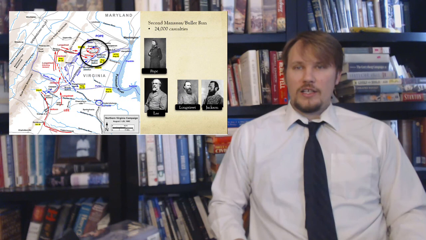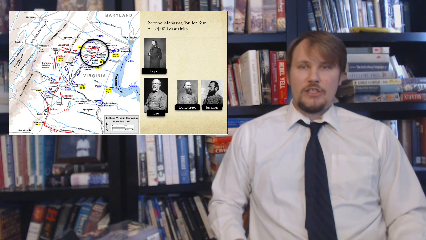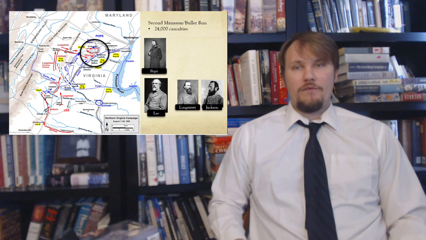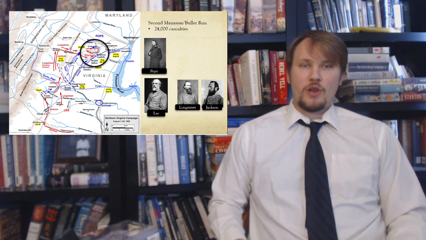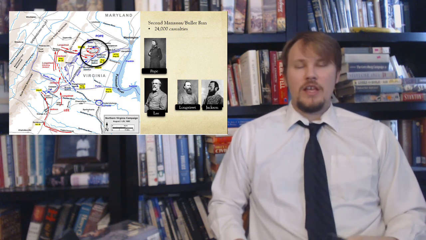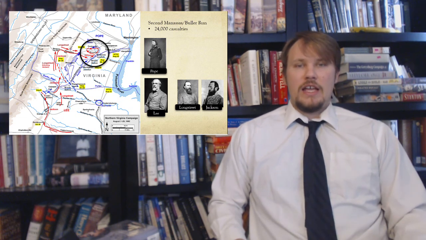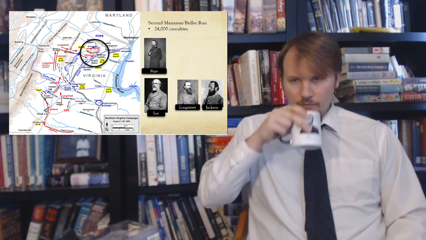Lee starts to move his Confederate army north, and in August 1862 they fought the Second Battle of Manassas against Union General John Pope. Lee and Jackson and James Longstreet, another important Confederate general, win a great victory there. Again, the casualties are very high, 24,000 total casualties. Pope's army retreats back into Washington, and George B. McClellan, who had been recalled from the Virginia Peninsula, is called upon once again to lead the Army of the Potomac against Lee.